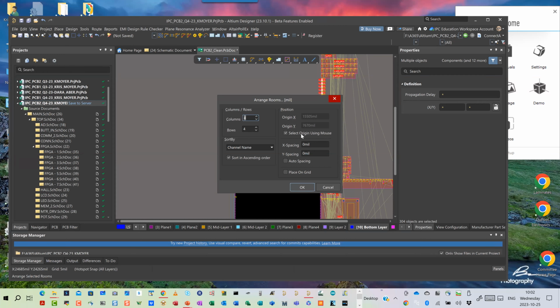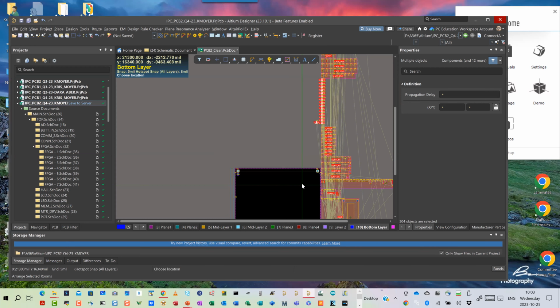I'm going to select the origin using my mouse. I'm just going to click where I want the lower left-hand corner to be. And I'm going to say automatic spacing, so use the room bounding box shape as my corners. And I'm going to say place it onto my grid, even though my grid is set at 5 mils or 1 mil or whatever I have it at.